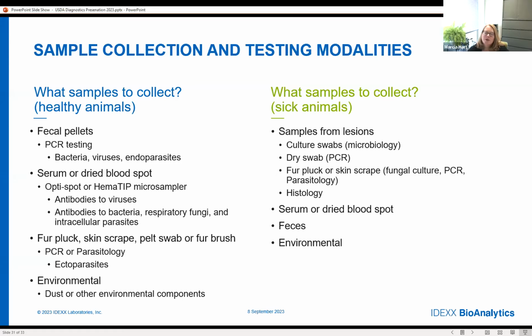As far as sick animals go, samples from lesions are great. Those could be culture swabs for microbiology, could be a dry swab for PCR, could be a fur pluck or skin scrape if you're looking for fungal culture or parasitology. Could also be done by PCR, depending on the agents of interest. You could do histology or a biopsy, depending on if it's antemortem or postmortem sampling. Serum or dried blood spot can be used, feces or environmental testing as well.